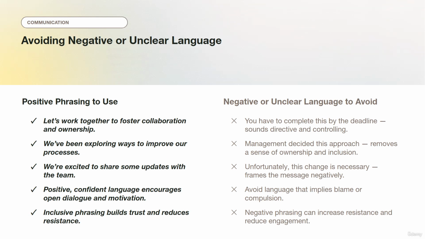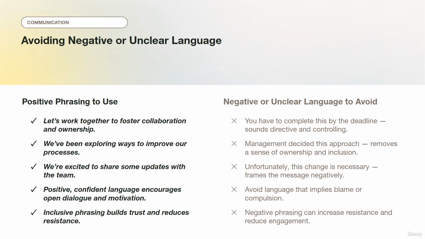So we've got some do's and don'ts. Positive phrasing. Let's work together to foster collaboration and ownership. We've been exploring ways to improve our processes. We're not changing just to change, we're improving. We're excited to share some updates with the team. Positive, confident language encourages open dialogue and motivation. Inclusive phrasing builds trust and reduces resistance, hopefully.